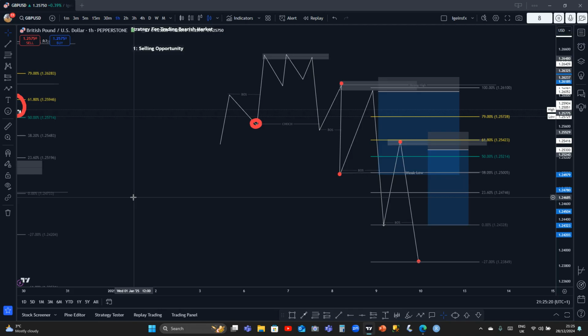Do your analysis. Once you have already mapped out the point where you should get in, once price gets there, don't hesitate, take the position.